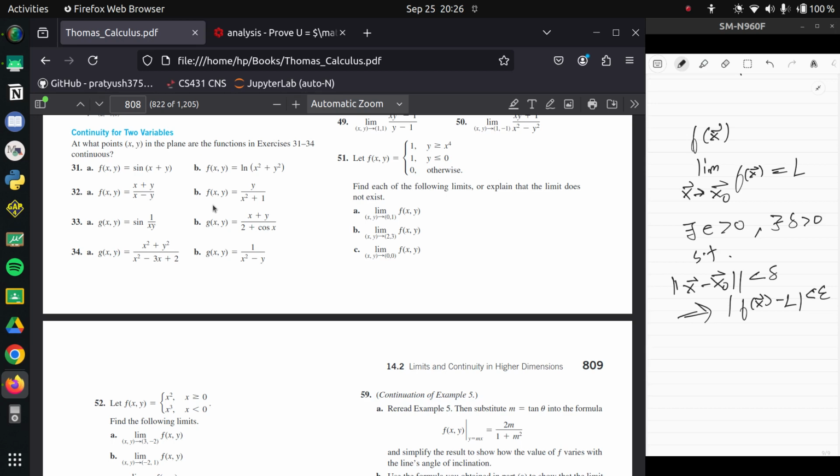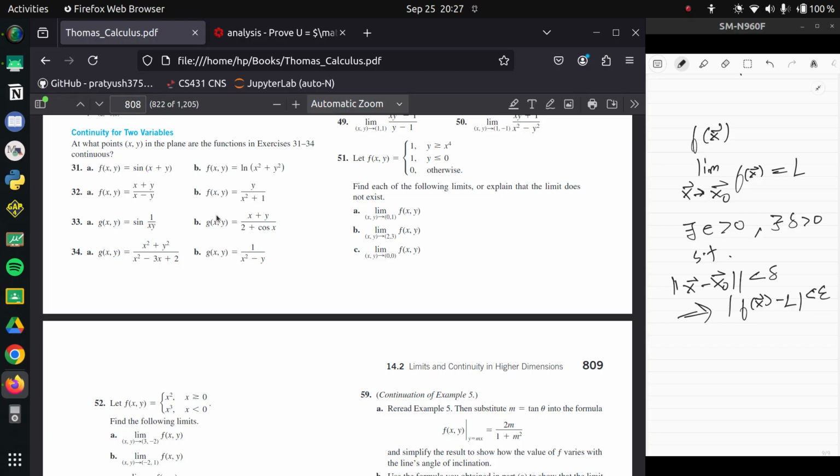f of xy equal to y upon x squared plus 1, well, it's continuous everywhere. Sure. Okay. Sine of 1 upon xy. But basically whenever xy is 0, which is only going to be the x-axis and the y-axis, it's discontinuous. x plus y upon 2 plus cosine x, well, 2 plus cosine x is always positive, so this is always continuous. You don't have any sort of jump, you don't have some weird stuff happening, right?